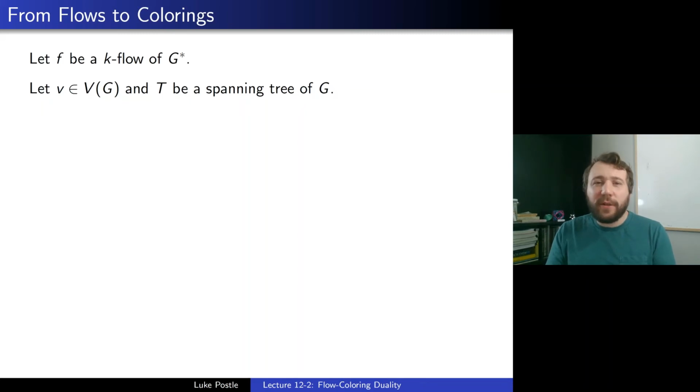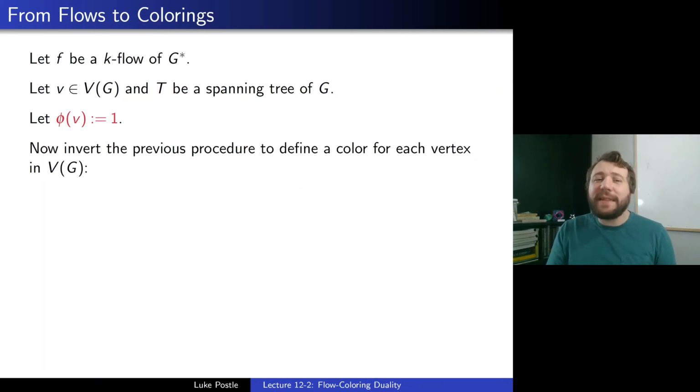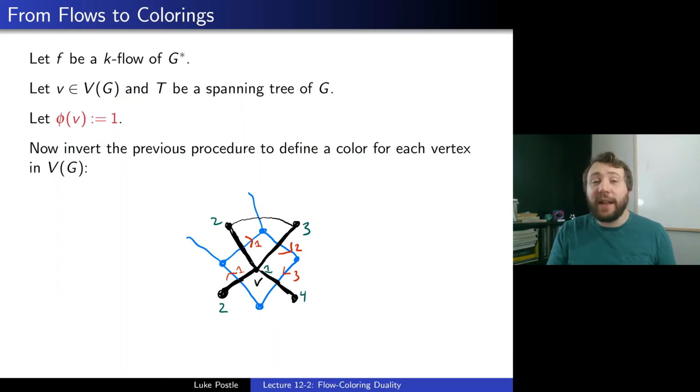So now let me show you how to get the coloring. Basically what you need to do is pick a color for V. You think of V as the root, so I'll just color it 1. And once I've done that, I can now invert the previous procedure to define a color for each vertex in G. So the key idea is that if the flows tell you the differences of the colors, then really I could take that idea and define colors for the vertices, but I need somewhere to start to anchor the coloring. So that's where V will play the role of the root. I'll just define V arbitrarily to be 1, and then from there, using T, we can go ahead and define the color at every other vertex.